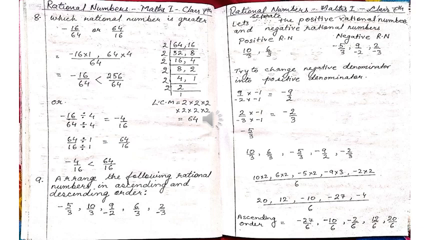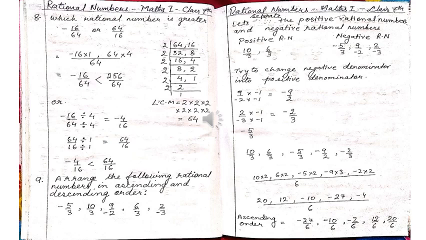Or without comparison also, you can easily see that the minus sign is there. Of course, this will always be smaller than the positive side. Arrange the following rational numbers in ascending and descending order. Now minus 5 upon 3 is given.